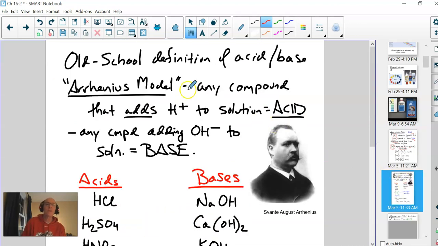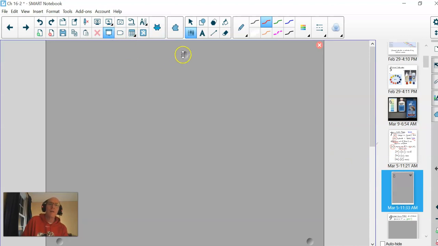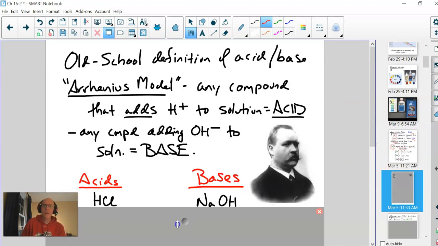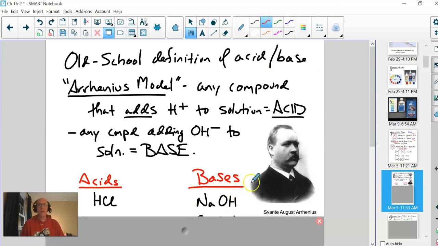Now, this is our old school model of acids and bases, and it has a formal name. It's called the Arrhenius model of acids or bases, named after Svante August Arrhenius, the first Swedish chemist to win the Nobel Prize in 1905, I think. You can check my work on that one. So again, any compound that adds H plus is an acid. Anything that adds OH minus is a base.